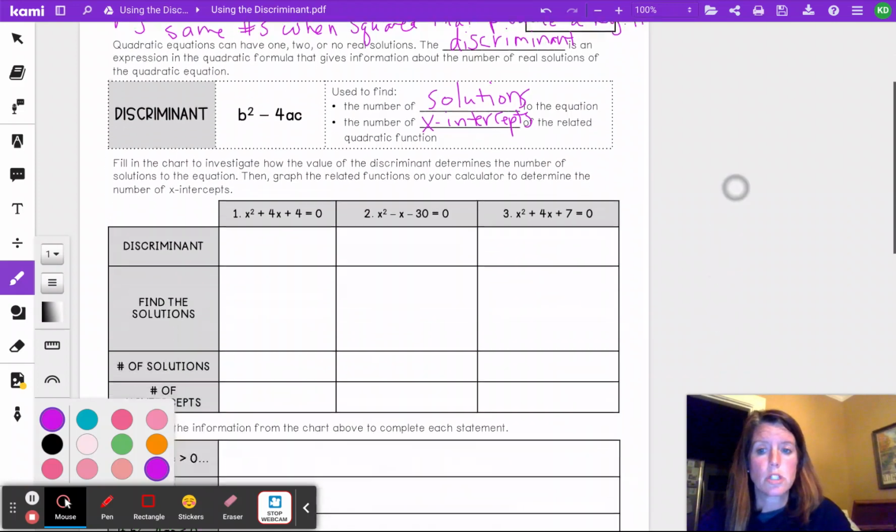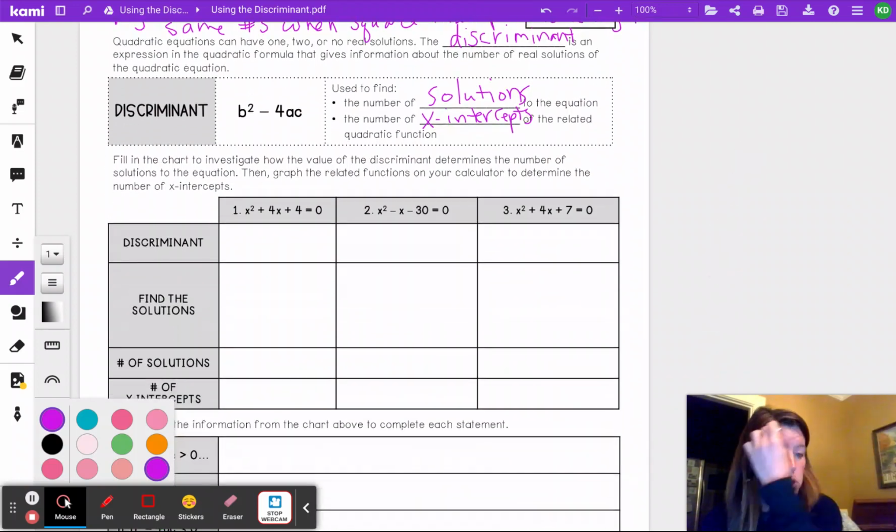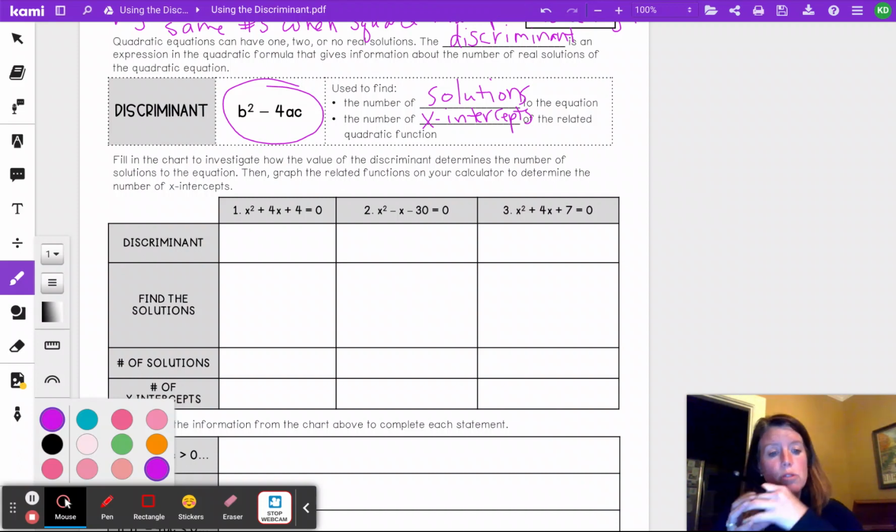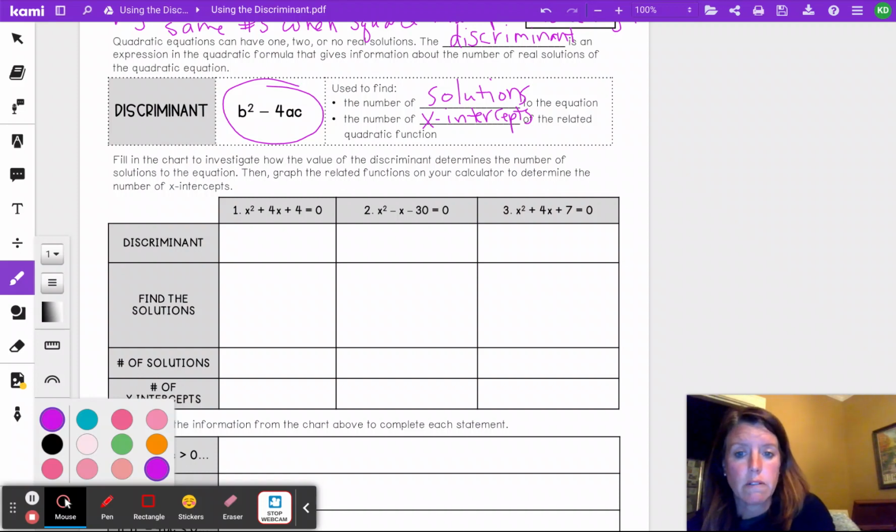Okay, so let's use this discriminant. Remember in the quadratic formula, that was -b plus or minus the square root of b squared minus 4ac. So when you are looking to find the discriminant, all you have to do is use that part of the formula. You put the equation in standard form so that you can say what your A, B, and C values are. So A for this one is 1, B equals 4, and C equals 4.